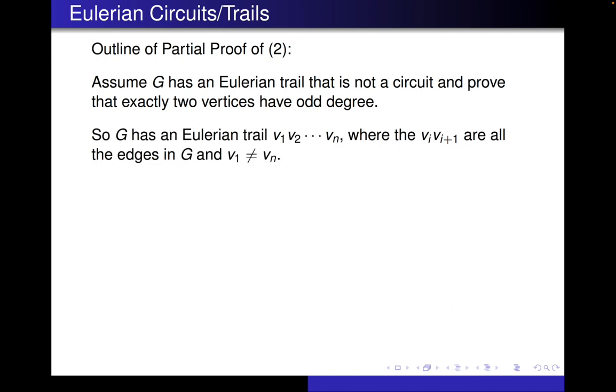So G has an Eulerian trail, V1, V2, all the way out to Vn. Each of the vertices that's sitting right next to each other, those are edges, and collectively in that Eulerian trail, you get all the edges of G. And the last thing that is true is V1 and Vn are different vertices. Okay? And as you've seen through the examples, you're probably guessing that the 2 vertices that have odd degree are the first one V1 and the last one Vn, and all the other vertices are the ones that have even degree, and you would be correct.